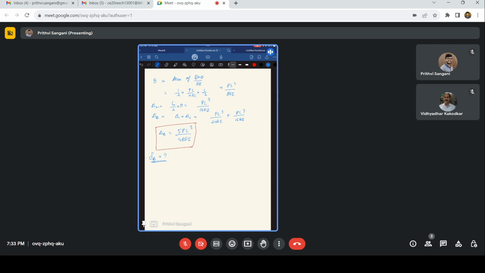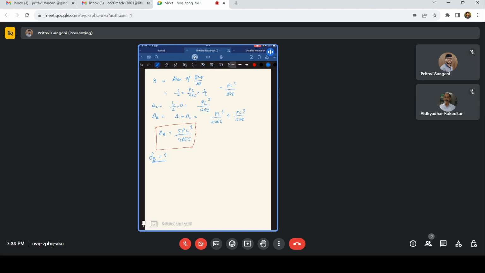Let me solve for frame 1. Frame 1 is a determinate frame with external loads. The external loads are something like this: this is 8 kilonewton per meter, and this is 4 kilonewton per meter. This is going to be C.